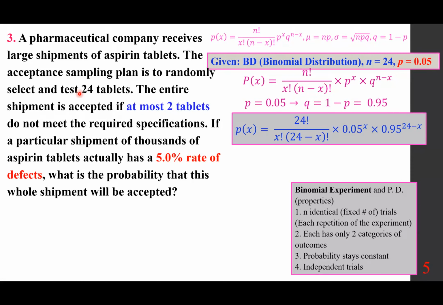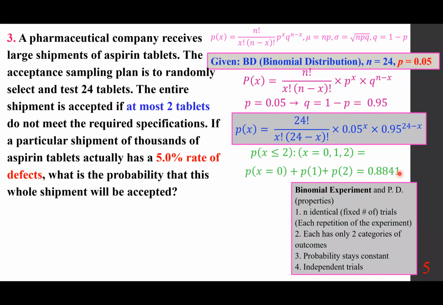It can go all the way to n, which is 24, but obviously no more than that. We are interested in at most 2. That means the probability of x less than or equal to 2. That means the probability of x equals 0 plus the probability of x equals 1 plus the probability of x equals 2. That's the meaning of it, and we get to this answer. I'm going to show you how to get that.